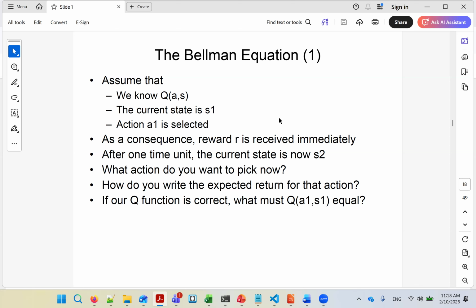No, we don't. It's an expected return. S2 is a state. Yeah, R needs to come into this picture too, right? So this was an estimate of the entire future reward, right? With discounting by lambda or gamma.